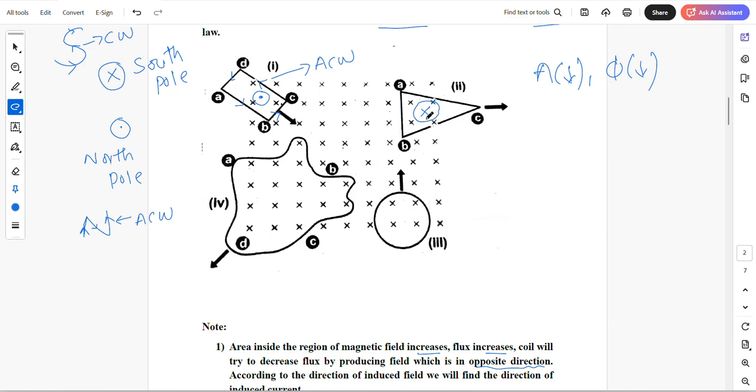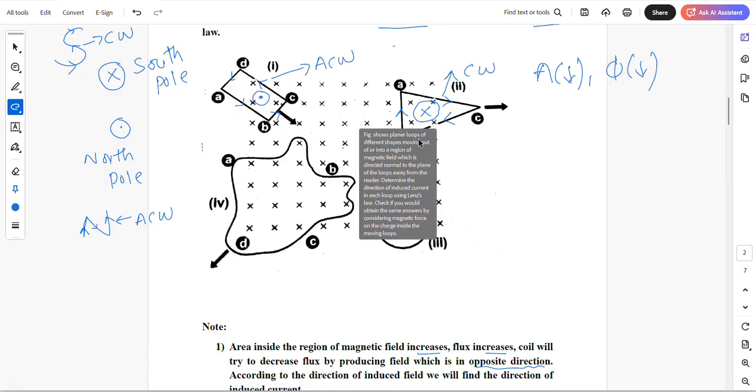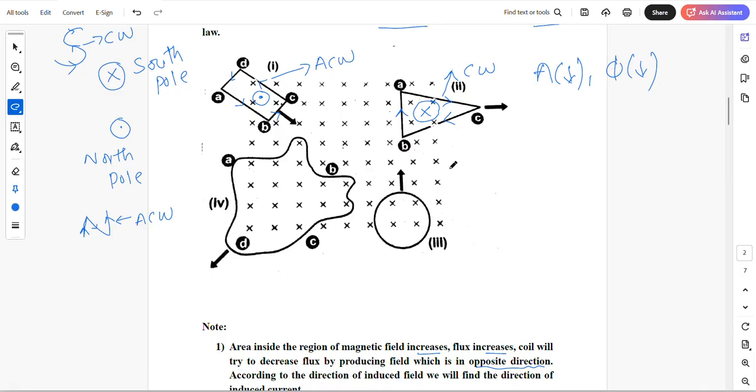Now here we know that it is the south pole. Here the direction of current will be in the clockwise direction. Hope you understood this one. This is clockwise. The first one was anti-clockwise, and the second was clockwise.